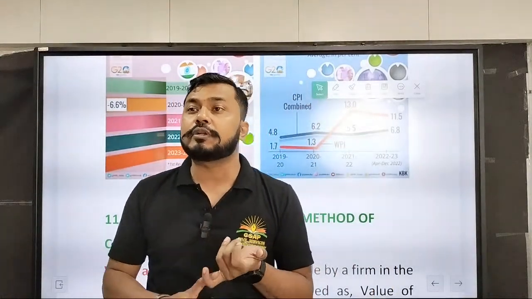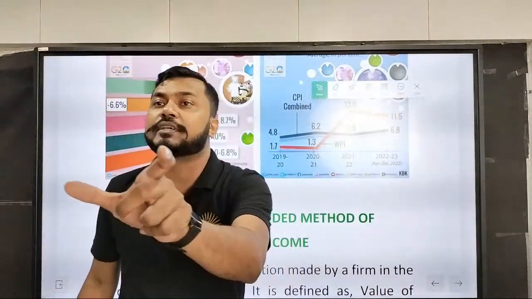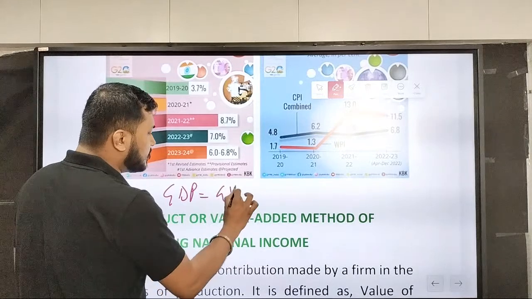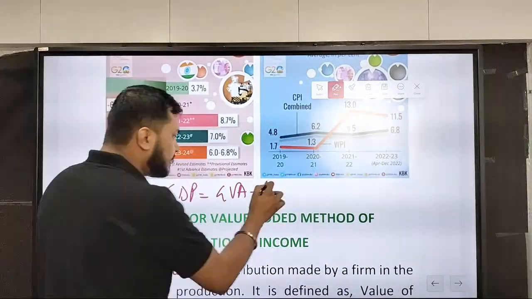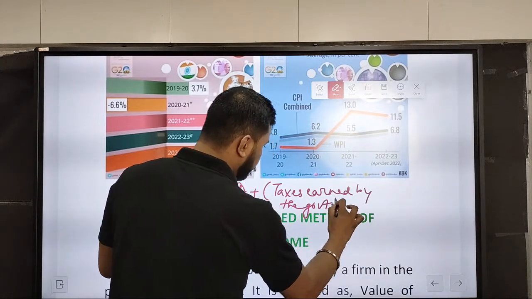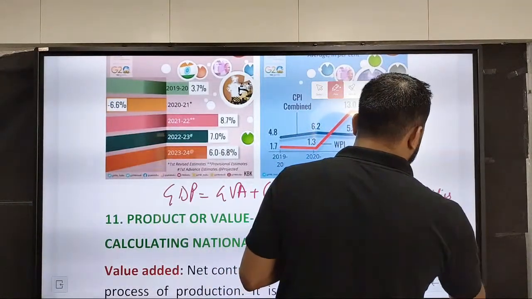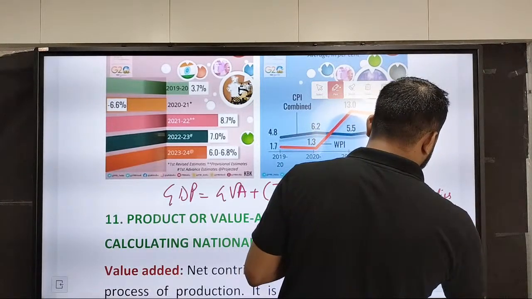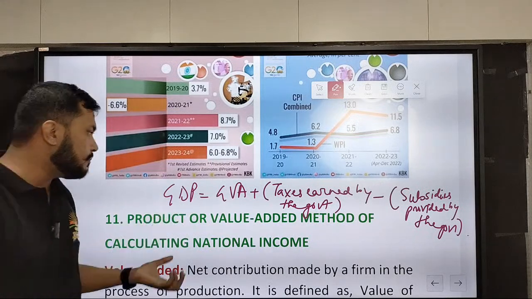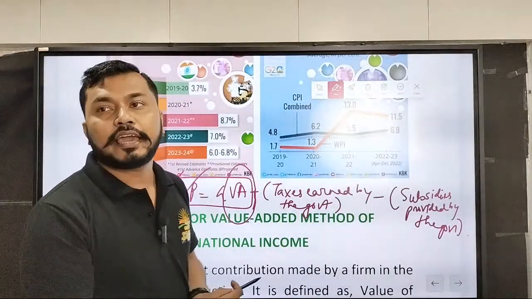GDP and GVA are related by the following equation: GDP is equal to gross value added, GVA, plus taxes earned by the government, minus subsidies provided by the government. This formula directly shows the relation between GDP and GVA. If we have to calculate GDP, GVA is an important factor.